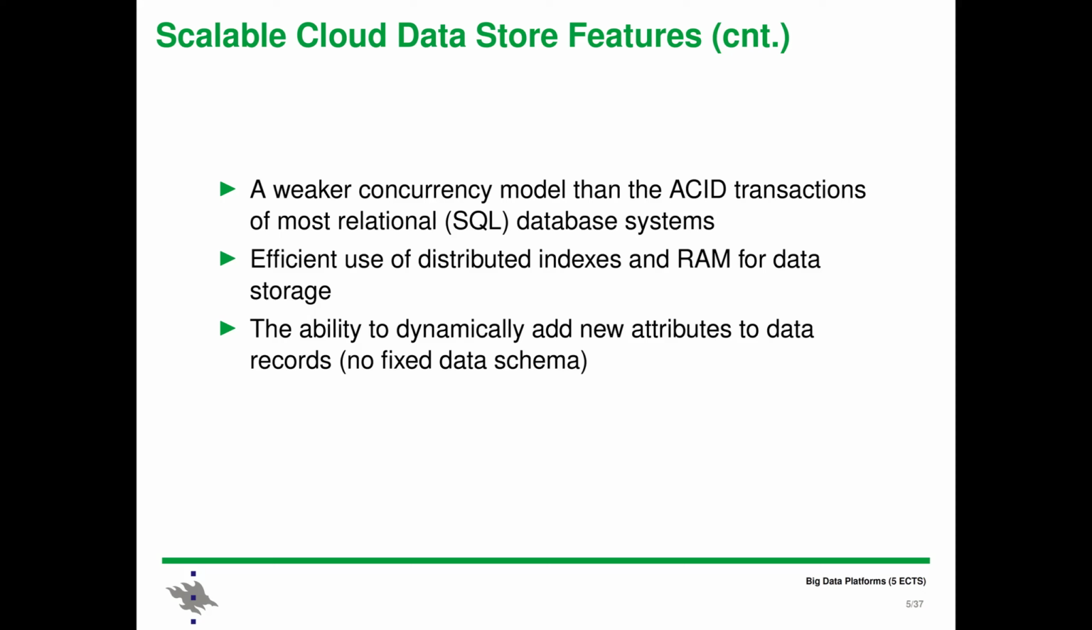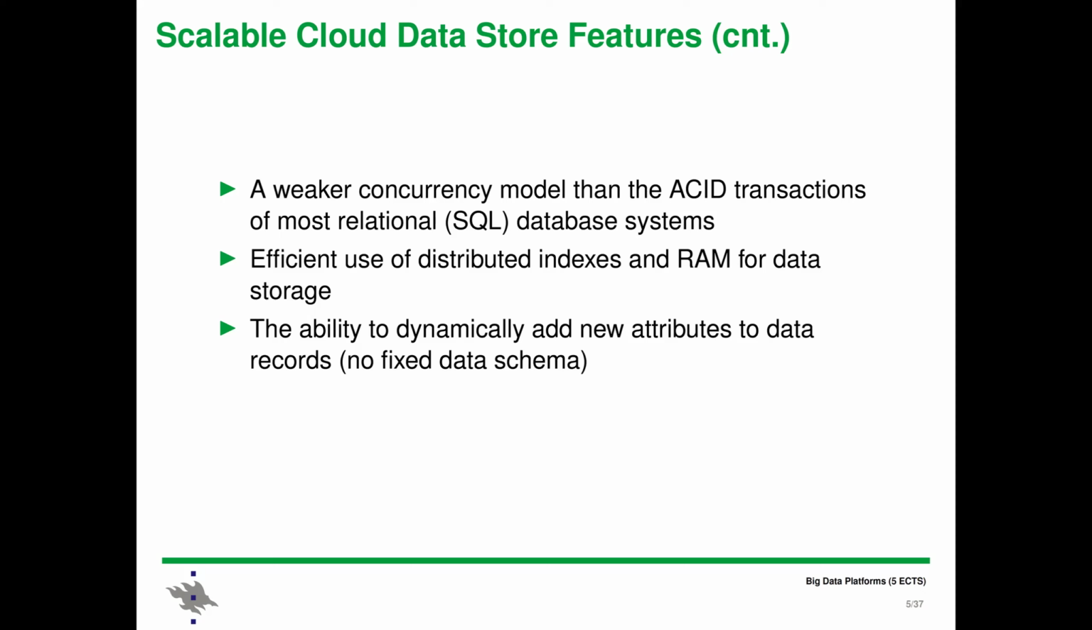Some of the systems also have the ability to dynamically add attributes to data records. So there's no fixed data schema. Unlike in relational database systems, where each one of the tables has a particular number of columns and each one of the columns has a fixed data type description, in many of the cloud data stores you can have a different number of columns on each row of the database, if you like. And also in many of the systems, you can dynamically have different types of data in different columns.